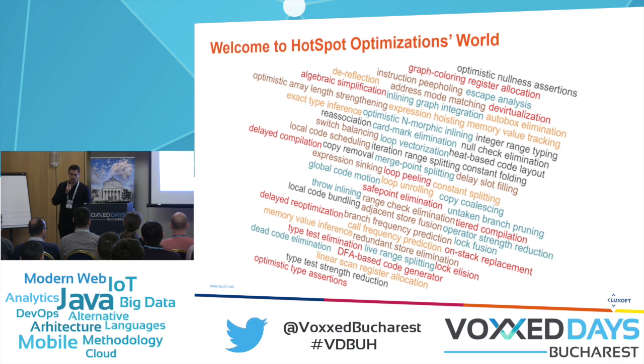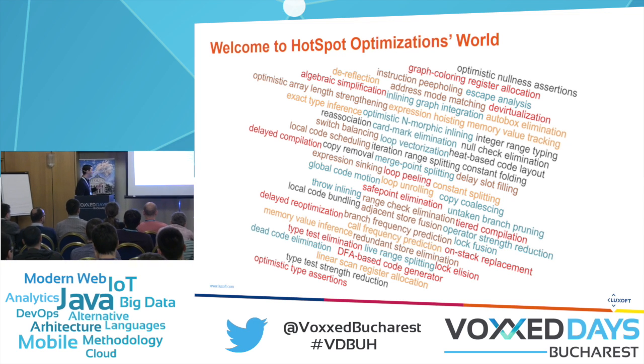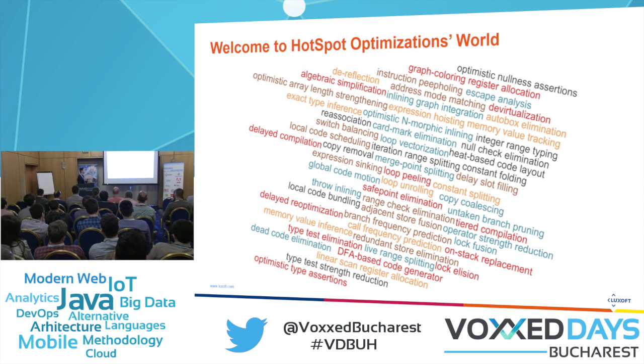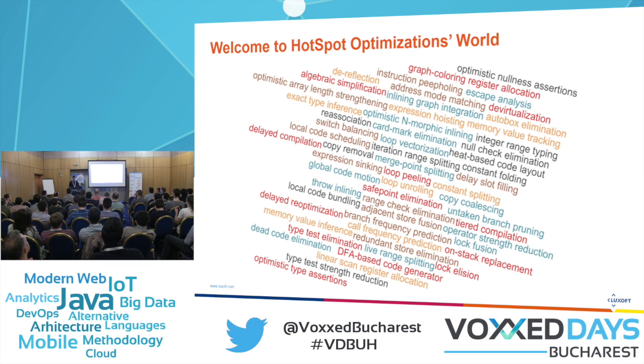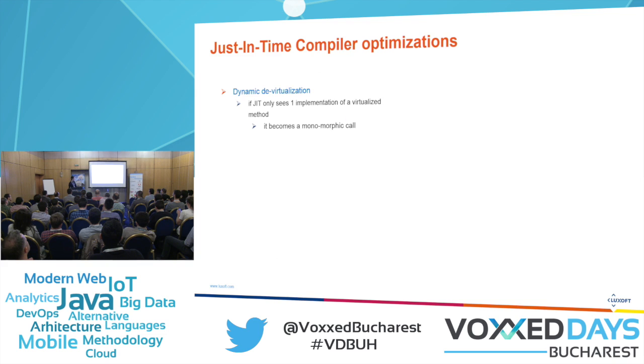Initially, I was trying to say there are quite a lot of optimizations, and the process of compiling the code during the runtime is really complex. Here, as you can see, is an extremely large number of optimizations that occur during the runtime. Let's focus only on a few of them. Dynamic devirtualization.